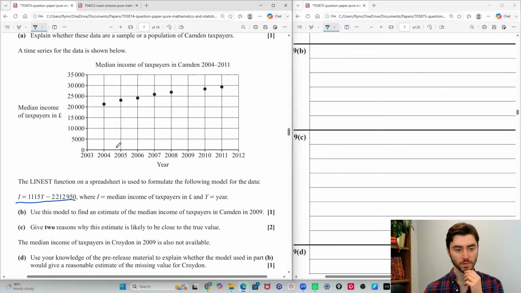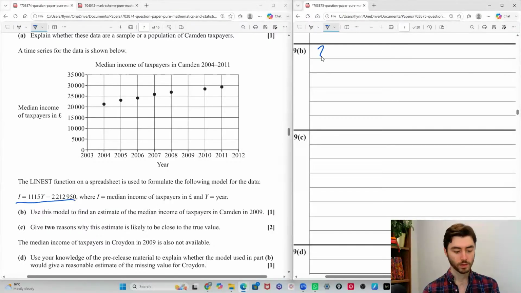Okay, so I'm just going to plug 2009 into this model. So I'm going to say 1115 times 2009, and I'm going to subtract 2212950, and I'm going to get 27085 pounds, because we're modeling.